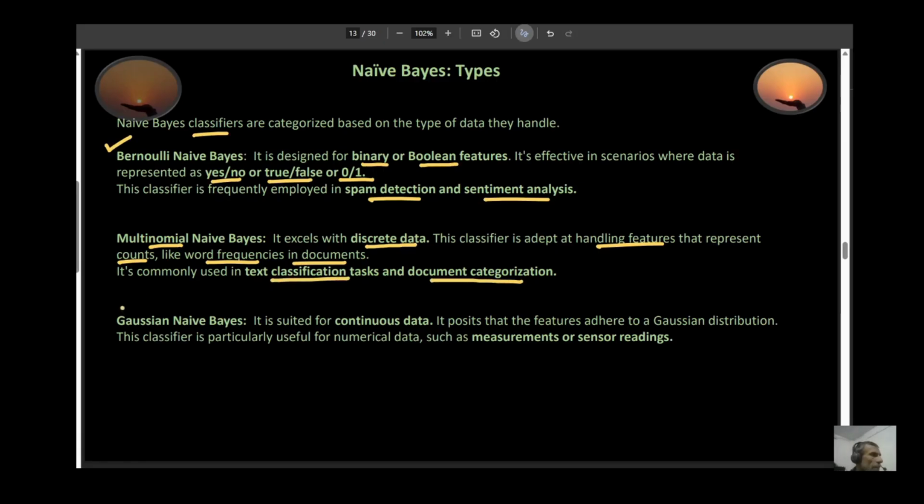And then you have Gaussian naive Bayes. This is suited for continuous data, in the case of numerical data, such as measurements or sensor readings.